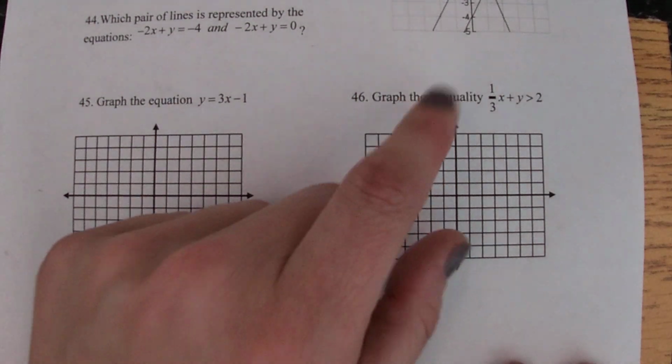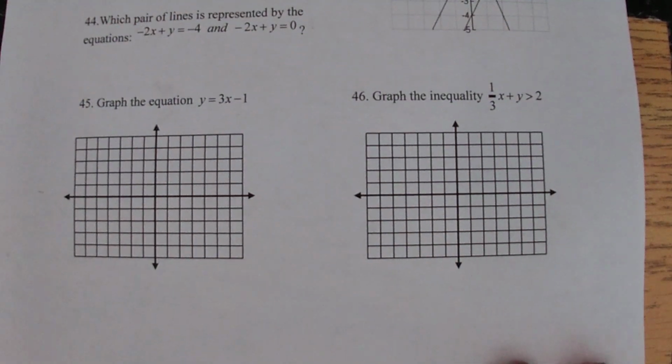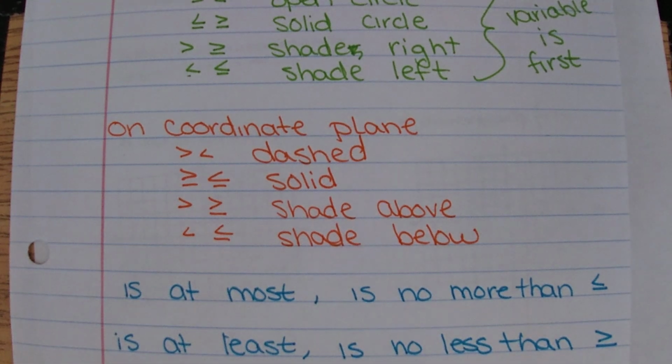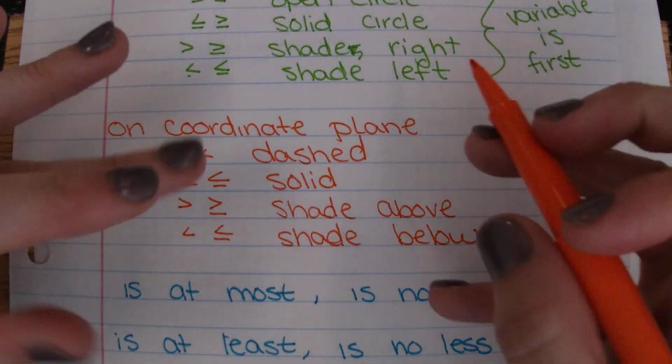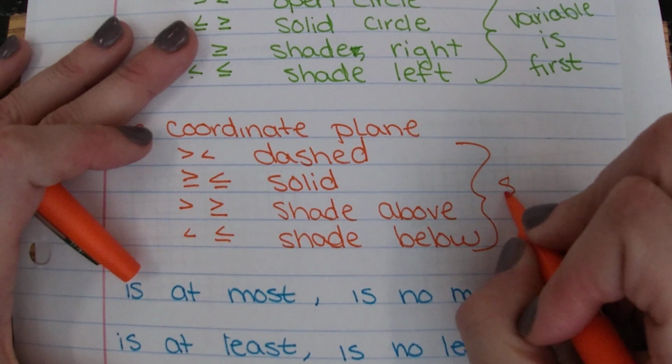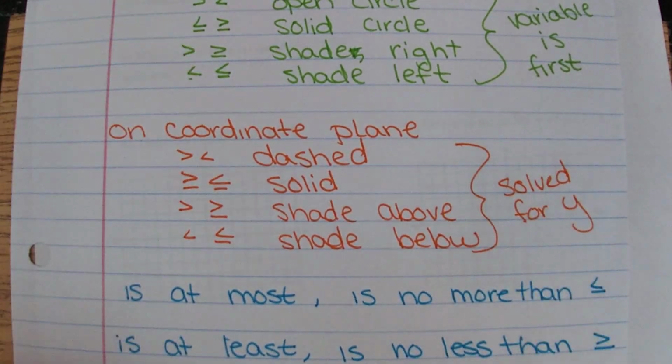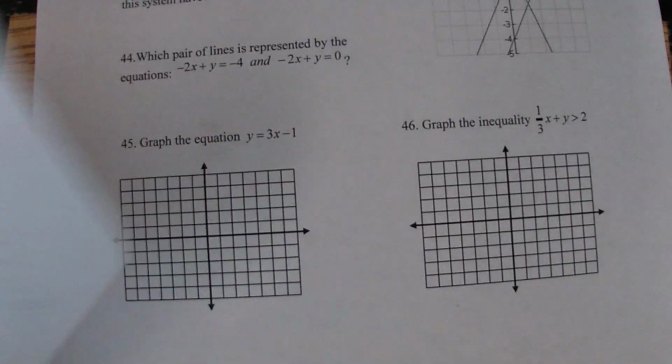Make sure on 46, when you're graphing here, I guess we kind of made this note but didn't add it up here, right? When we're graphing on the coordinate plane and we shade above or below or all that stuff, these have to be solved for y. Make sure we have that.